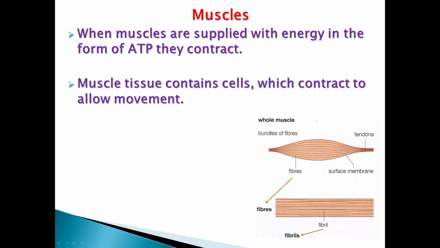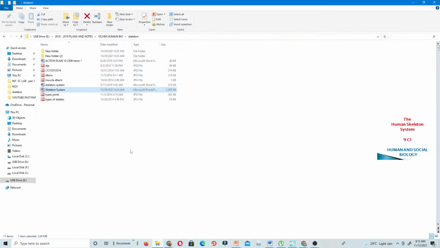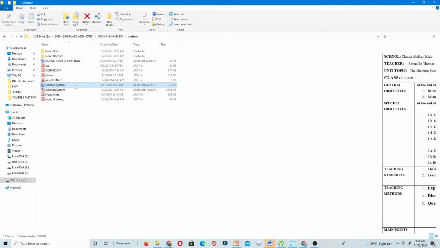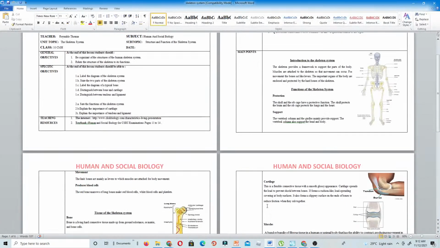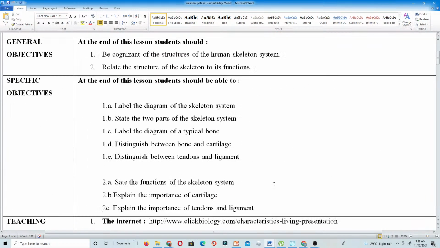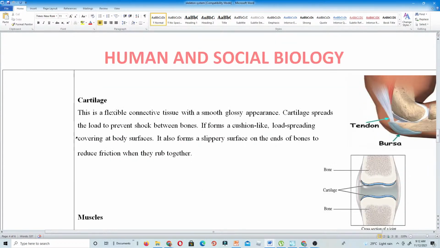Alright, so muscle, that's the next one on the slide, but there is one that is called cartilage that is not on the slide. I'm going to bring up another document so you can see the notes that represent the cartilage. I'm going to bring it up shortly.